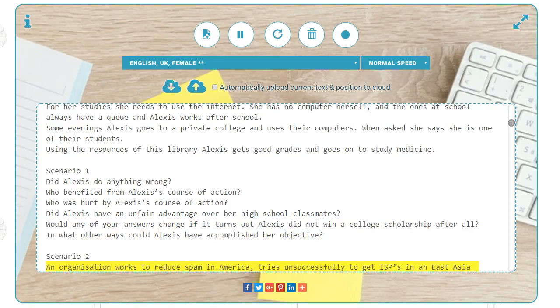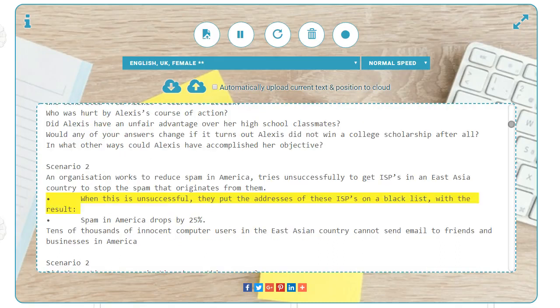Scenario 2. An organization works to reduce spam in America, and tries unsuccessfully to get ISPs in an East Asian country to stop the spam that originates from them. When this is unsuccessful, they put the addresses of these ISPs on a blacklist, with the result: spam in America dropped by 25%. Tens of thousands of innocent computer users in the East Asian country cannot send email to friends and businesses in America.